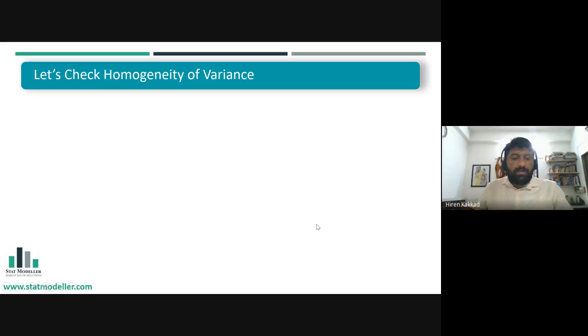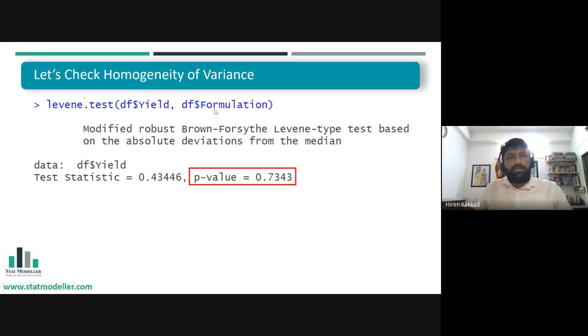Now, before moving ahead, as we have seen in the last part, we have to check the homogeneity of variance by performing Levene's test. So we have performed the Levene test to see whether the variance of all these formulations A, B, C, and D is the same or different. Here we are finding that it is the same across all the formulations with reference to the yield. Now it is a green signal that we should go for the ANOVA.